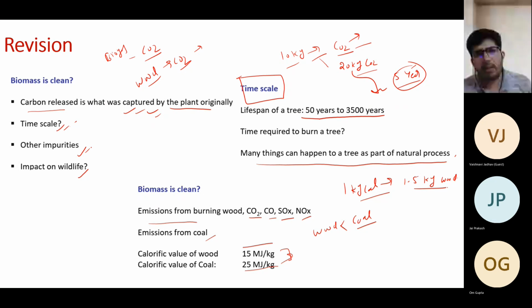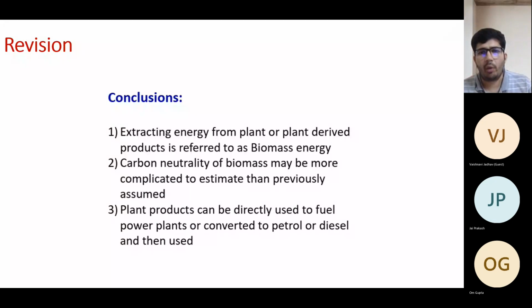So the conclusion from this is that extracting energy from plant or plant-derived products is referred to as biomass energy. What is biomass energy? The energy extracted from the plant or plant-derived products. Carbon neutrality of biomass may be more complicated to estimate than previously assumed. So carbon neutrality is quite complex, but the time scale plays a very important role in it. You have to see the time scale. Now the plant products can be directly used to fuel power plants or converted to petrol or diesel and then used. So these are three conclusions from this.